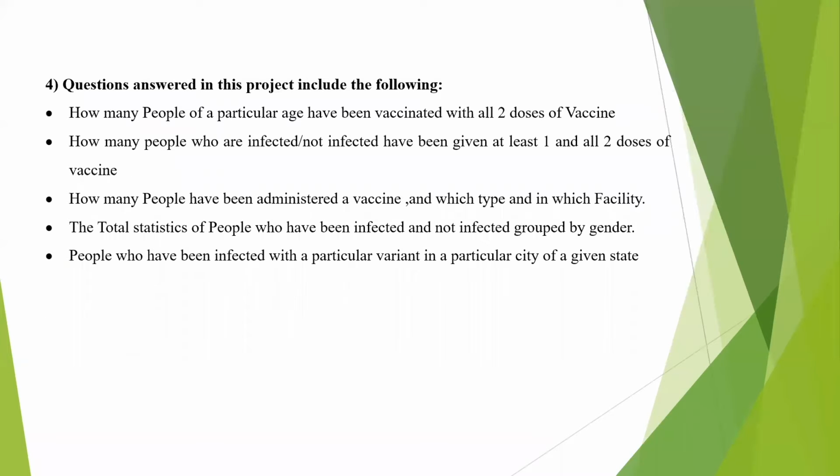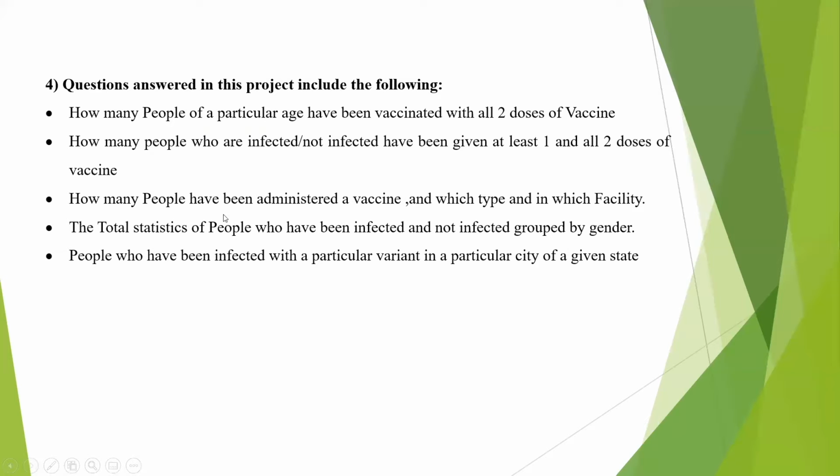So some of the questions that have been answered in this project include the following. How many people of a particular age, or above a particular age, have been vaccinated with all the 2 doses of vaccine? And how many people who are infected or not infected have been given at least one and at least all the 2 doses of vaccine?